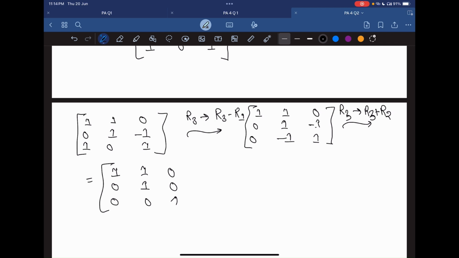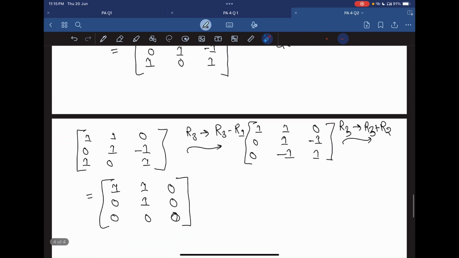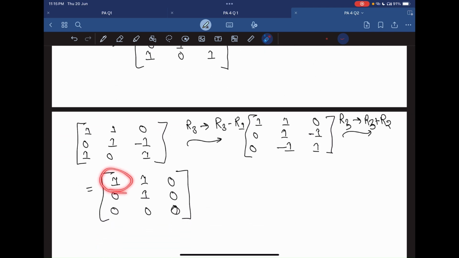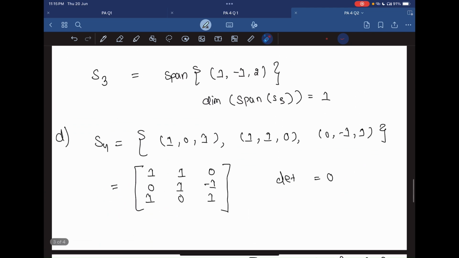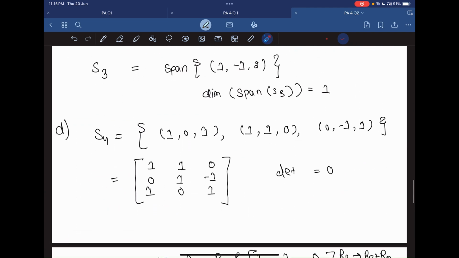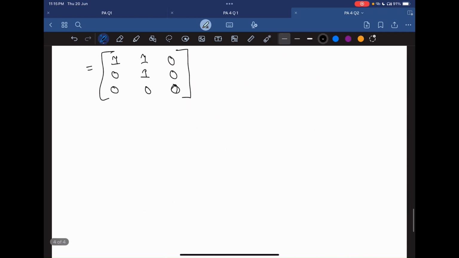Okay, so here it is minus 1, so we got 0. So the number of pivot elements will decide the dimension for the spanning set of these vectors. So there are two pivot elements here, 1 and 2. So the dimension of the spanning set of set S4 is 2. So that is our answer.